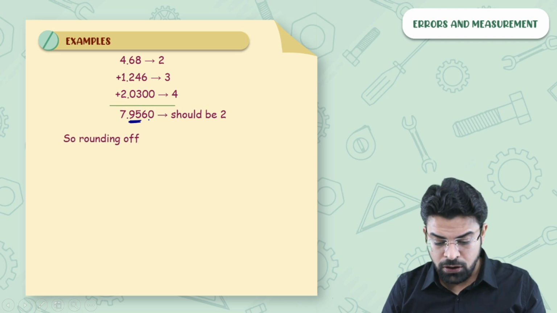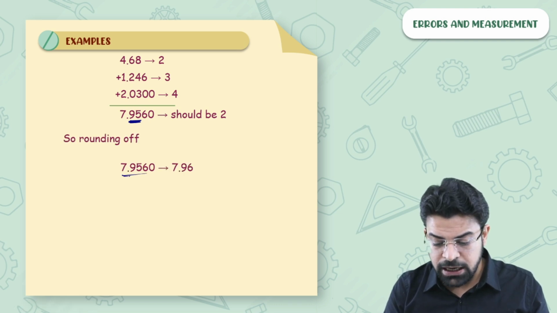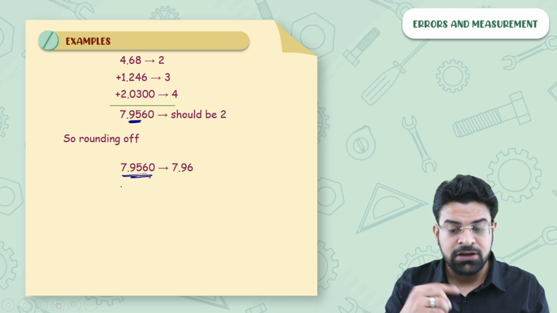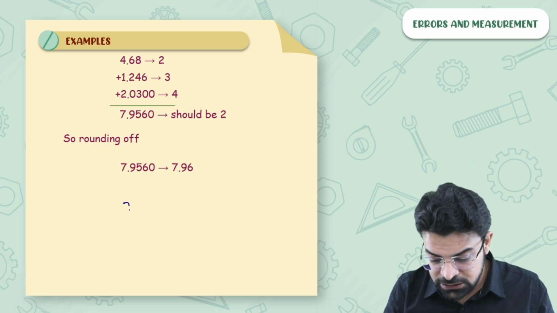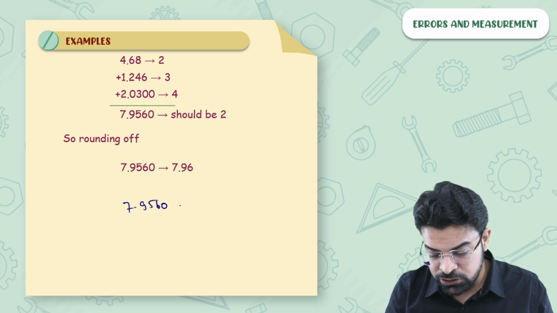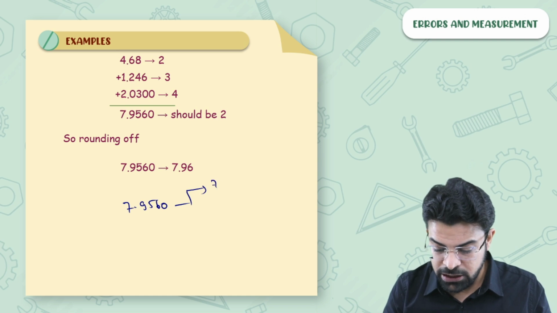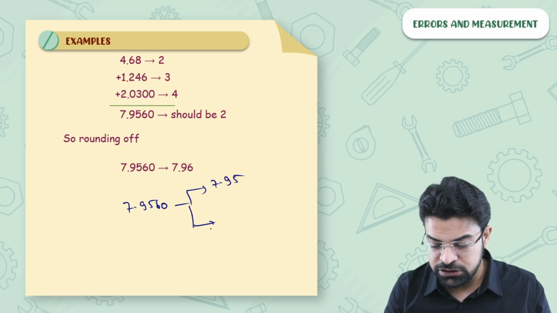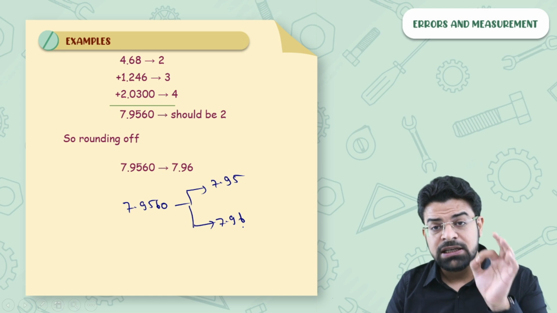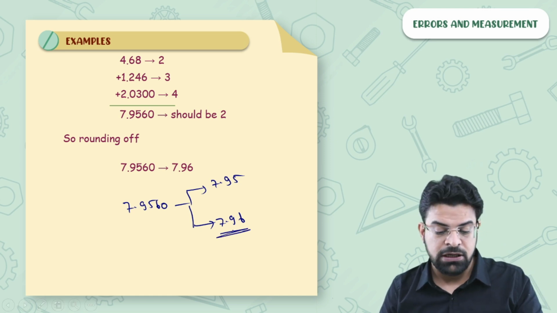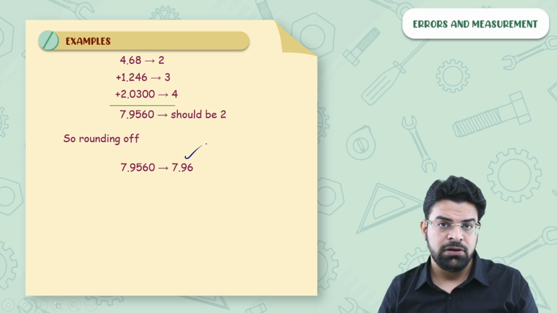When you round off 7.9560 to 2 places after the decimal, you will say that 7.9560 can be approximated to 7.95 or 7.96. As it is closer to 7.96, the answer will be reported as 7.96.